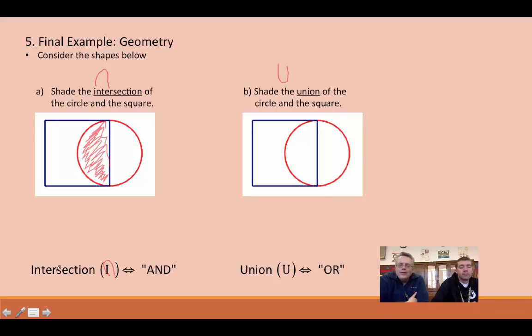There we go. Now, shade the union of the circle and square. That'd be all the area that's in at least one of them. So it's either in the square, in the circle, or in both. So it's kind of like putting those two areas together. All right. So that represents the union. Okay. That's the way to look at it from geometry.